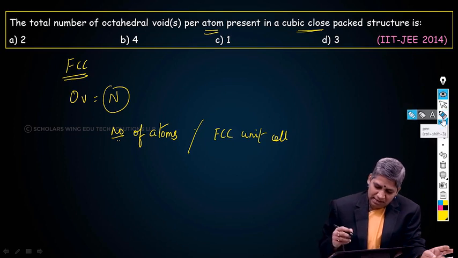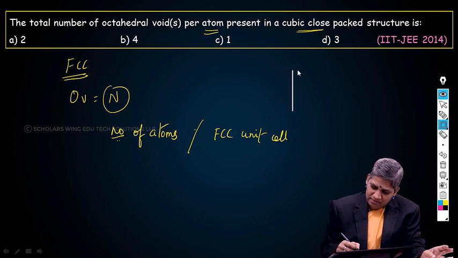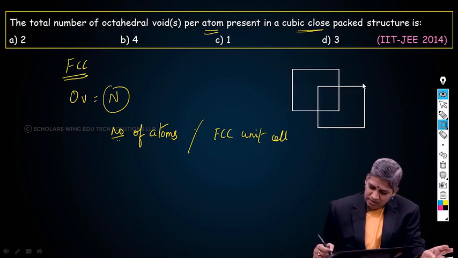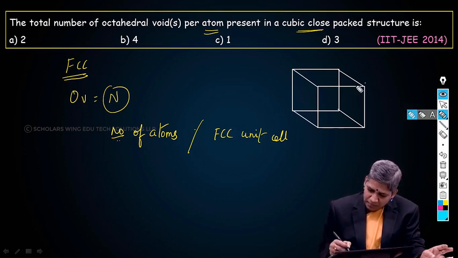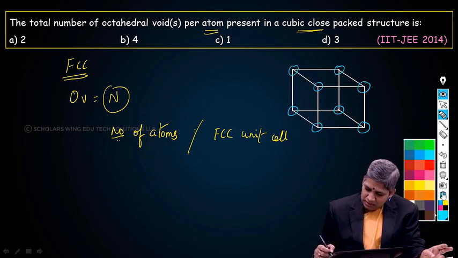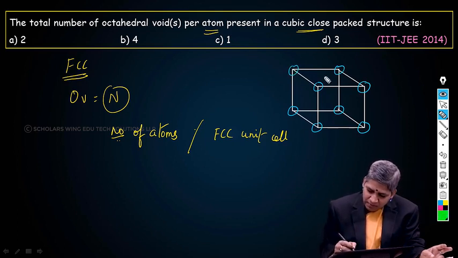If I have to explain with the diagram, look. In FCC, we have atoms at the corners as well as at the face centers. So quickly let me show you the atoms. Here 1, 2, 3, 4, 5, 6, 7, 8. And at the face centers, 1, 2, 3, 4, 5, 6.